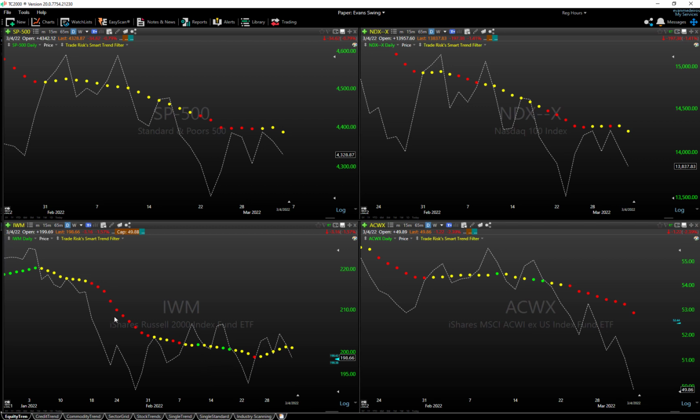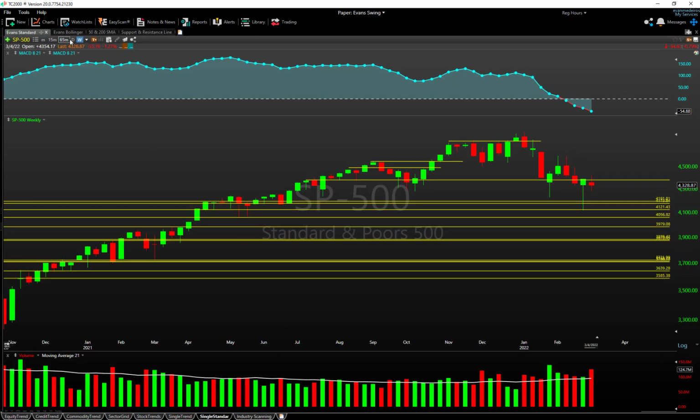It was the first to break down. It seems to be the first to try to stabilize. We'll keep an eye on that. And then again, you can see ACWX still getting hammered here on the daily chart, of course, as well. So let's now take a look at some price action. Let's get a little bit more specific on these levels here.